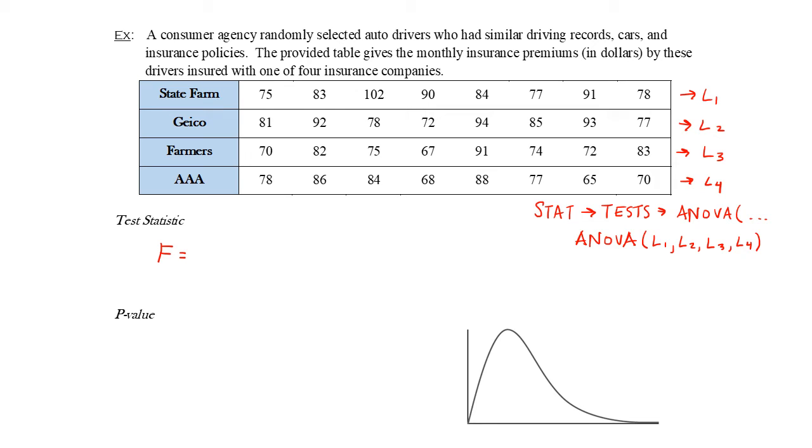Okay, so if you need to pause the video and enter all these values into the list, go ahead and do that. And once you do that, you should run the ANOVA test and get something that looks like this for the F score. Okay, so that would be somewhere around here. And then for the p-value, which gives us the area under that F distribution, we get something around 0.1142.